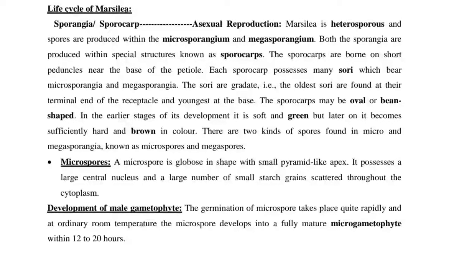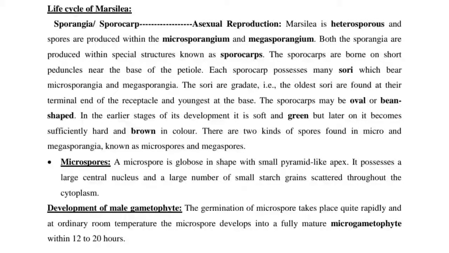The sporocarps are borne on short peduncles near the base of the petiole. Each sporocarp possesses many sori which bear microsporangia and megasporangia. The sori are gradate, i.e., the oldest sori are found at the terminal end of the receptacle and the youngest at the base. The sporocarps may be oval or bean-shaped. In the earlier stages of its development it is soft and green, but later on it becomes sufficiently hard and brown in color. There are two kinds of spores found in micro and megasporangia, known as microspores and megaspores.